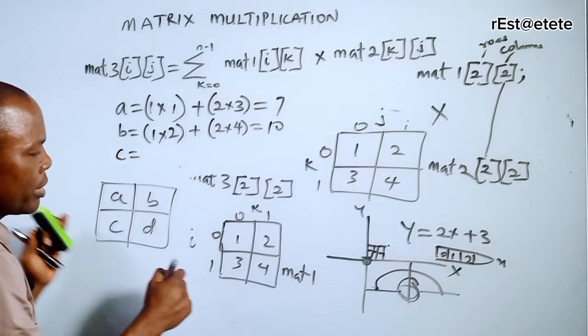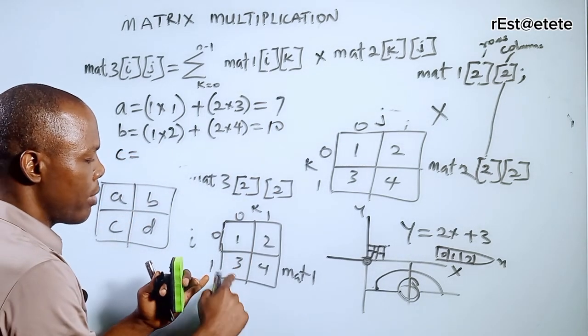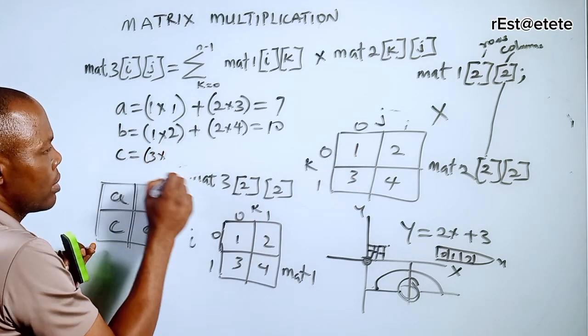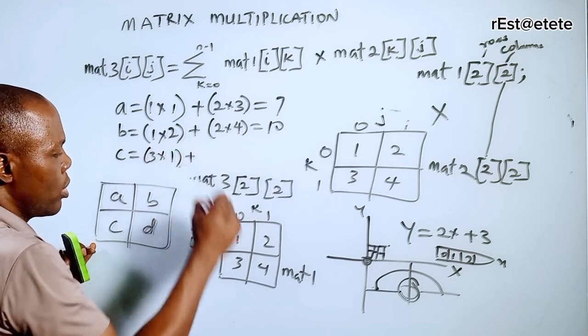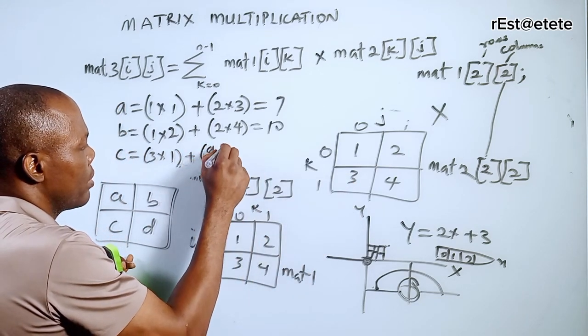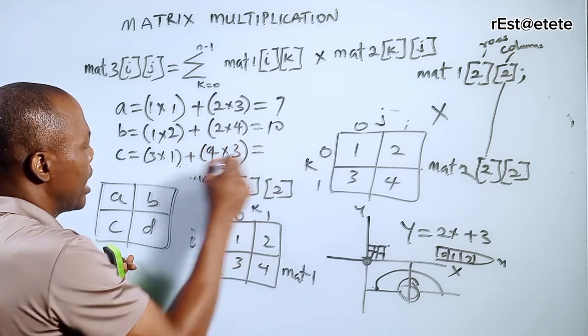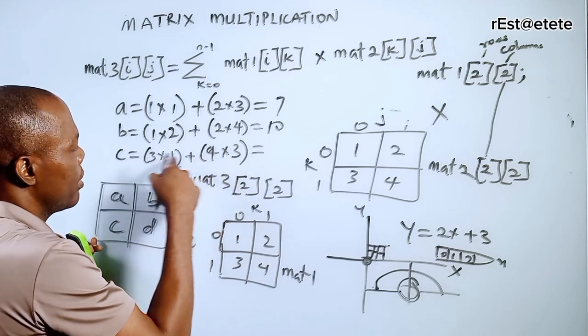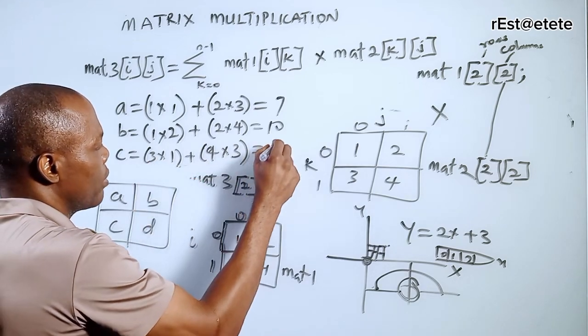C will be, you come back to this one now, 3 times 1 plus 4 times 3. That will give us 3 times 1 is 3 plus 12. So 3 plus 12 will give us 15.